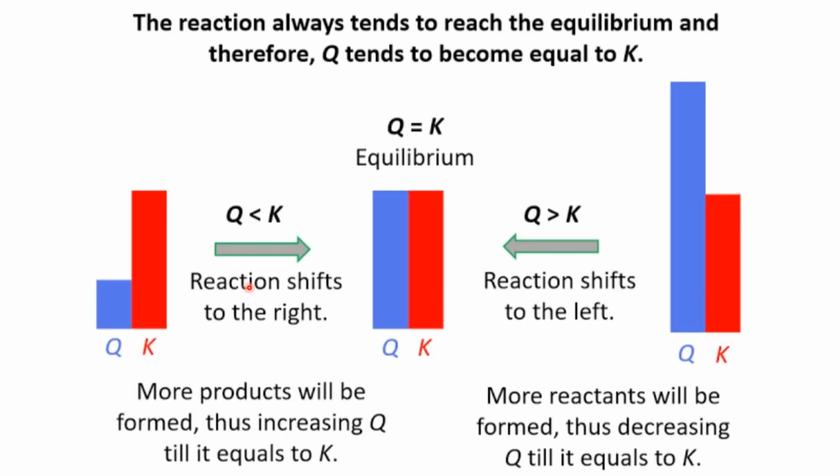So in this diagram, you can also see अगर Q equals K, it means reaction is in equilibrium. अगर Q less than है K से, it means reaction will proceed in the forward direction. और अगर Q greater than है K से, it means reaction will proceed in the reverse direction.